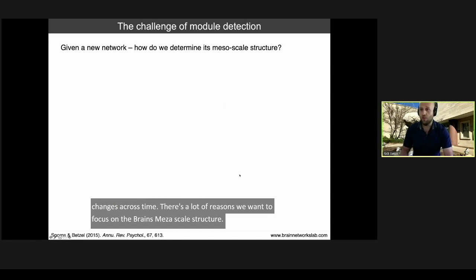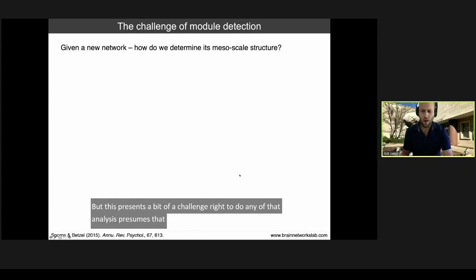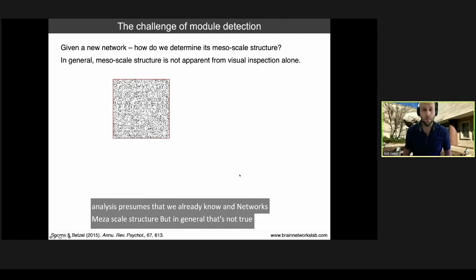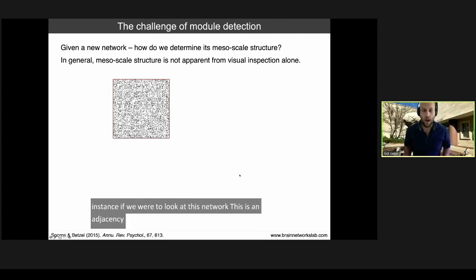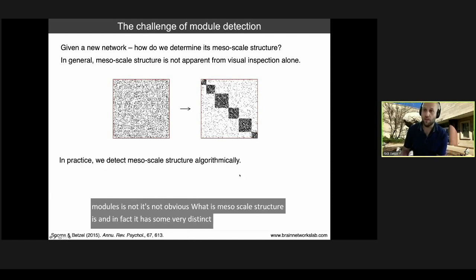But this presents a bit of a challenge, right? To do any of that analysis presumes that we already know a network's mesoscale structure. But in general, that's not true. For instance, if we were to look at this network, this is an adjacency matrix, it's not obvious whether it has clusters or modules. It's not obvious what its mesoscale structure is. And in fact, it has some very distinct clusters. So we can't rely on our visual instinct for defining a network's modules and its mesoscale structure.